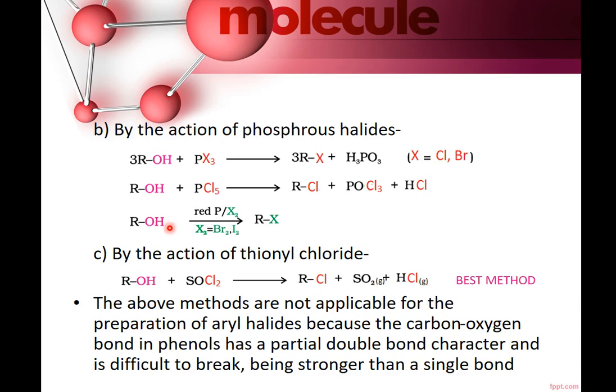Now if you want to do bromination or iodination, then phosphorus bromide or phosphorus iodide will have to be prepared in situ. In situ means in the reaction mixture, by the action of red phosphorus with bromine or red phosphorus with iodine. So alcohol with red phosphorus and bromine will give you alkyl bromide. If it is red phosphorus and iodine, you will get alkyl iodide.